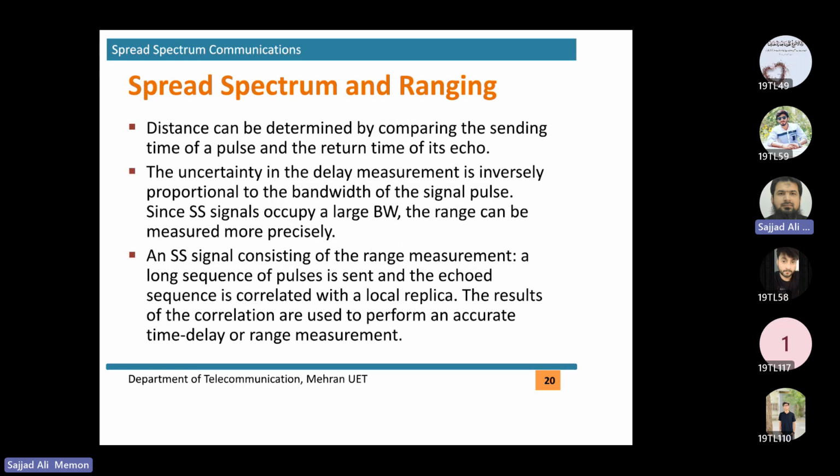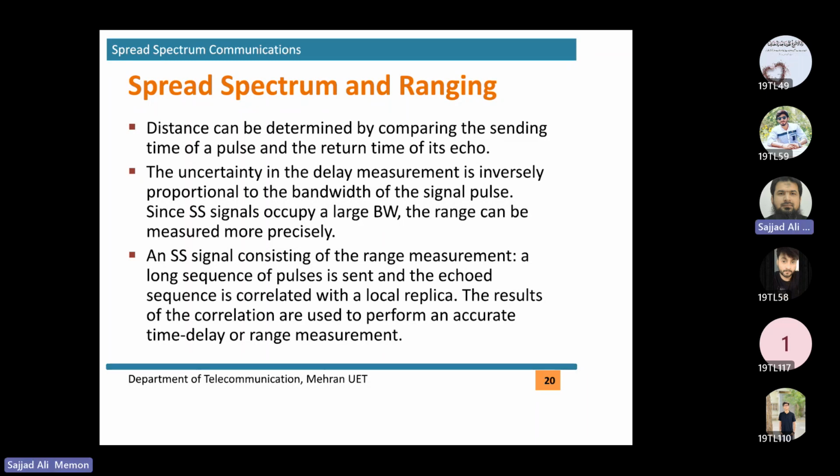So ranging in spread spectrum can be determined by comparing the sending time of a pulse and the return time of its echo, and the uncertainty in the delay measurements is inversely proportional to the bandwidth of the signal pulse. Since spread spectrum signals occupy a large bandwidth, the range can be measured more precisely. Again, they can be used in radars due to this property.